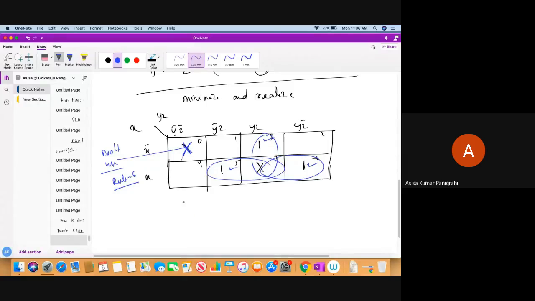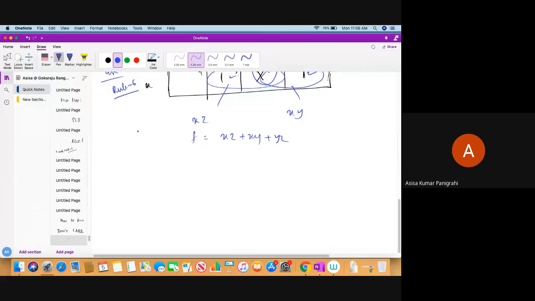Okay, so now what is my value here? We have got the same thing: x z for this, x y for this, y z for this, and finally we got f equals x z plus x y plus y z. Okay, so now the next question. Please try to understand, very simple. Let's say my question is f equals summation of m, let's say 3, 6, and d, which is 0, 4, 7. So this is the question.